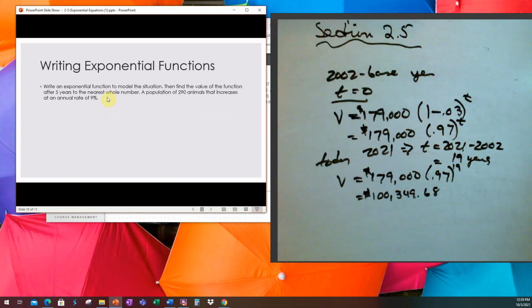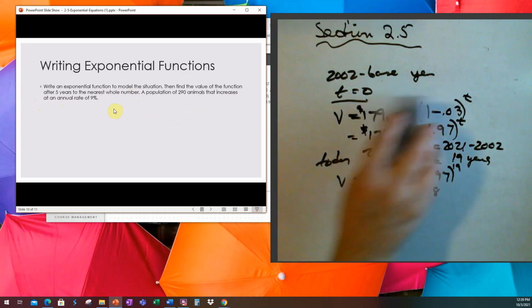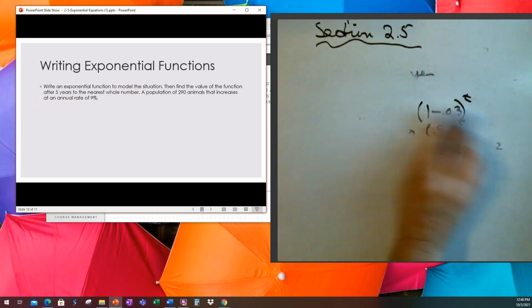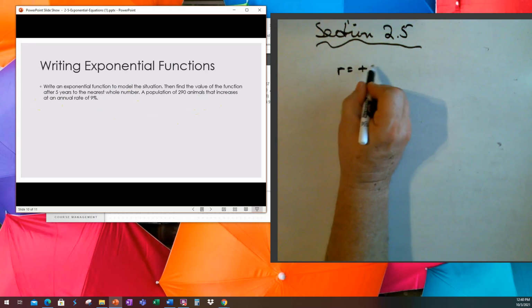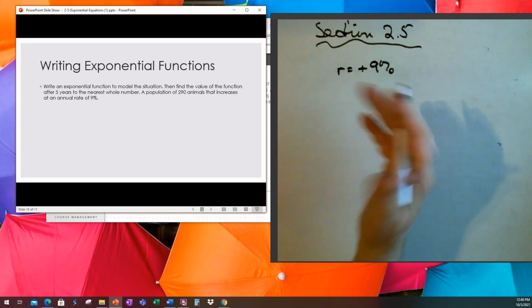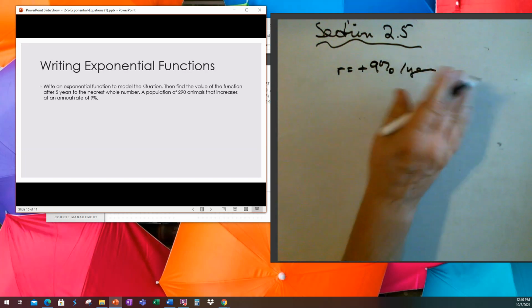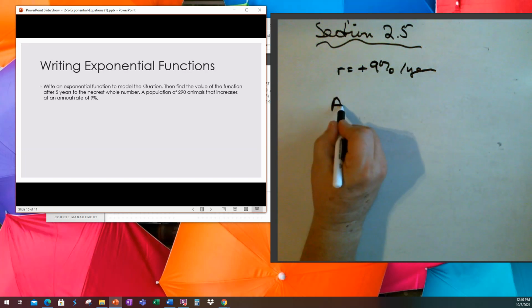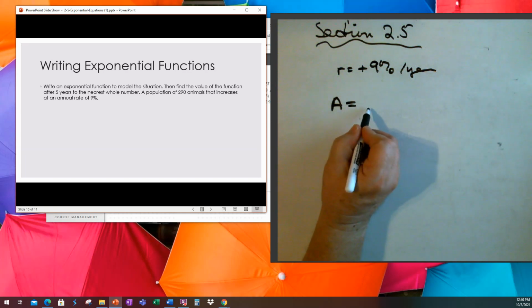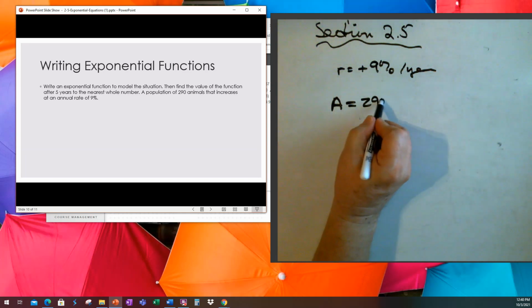Okay, one more. Write an exponential function to model this situation, then find the value of the function after 5 years to the nearest whole number. A population of 290 animals that increases at an annual rate of 9%. So the r is a positive 9% annual rate. This is really per year, that's all the annual rate means. We start out with some initial amount, so we started out with 290 animals.